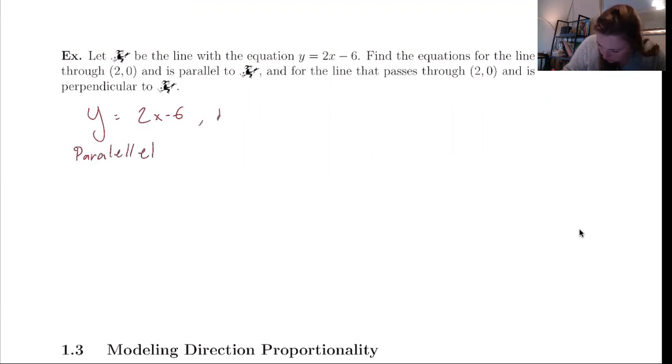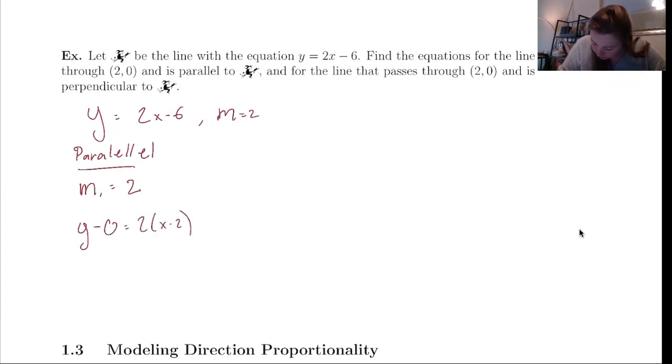So for this one, we know that our m is 2. So for parallel, let's call that m1, would also be 2, right? They're parallel, so they're going to be the same. Let's do point slope since we're given a point. So y minus 0 equals 2 times x minus 2. So y equals 2x minus 4 if you wanted to. Y1 will represent my parallel line.